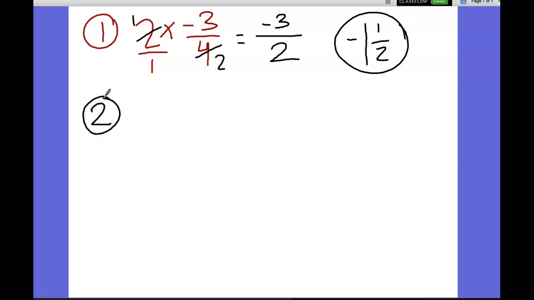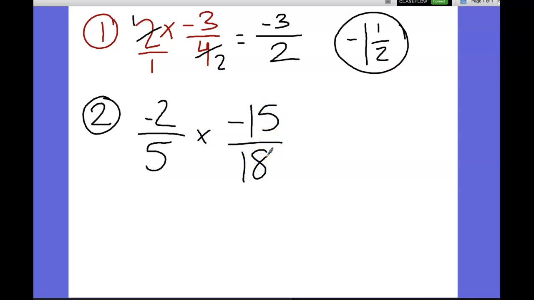Number 2. Negative 2/5 times negative 15/18. Is there somewhere where I could reduce either up and down or diagonal? Diagonal. Both. Angela, where do you want to start? 2 and 18. Okay, so what am I going to divide each of these by?